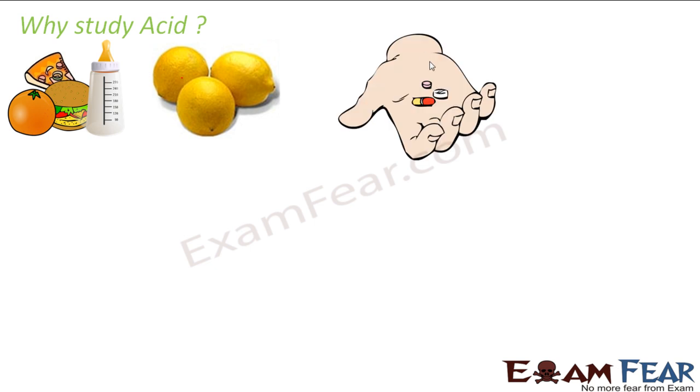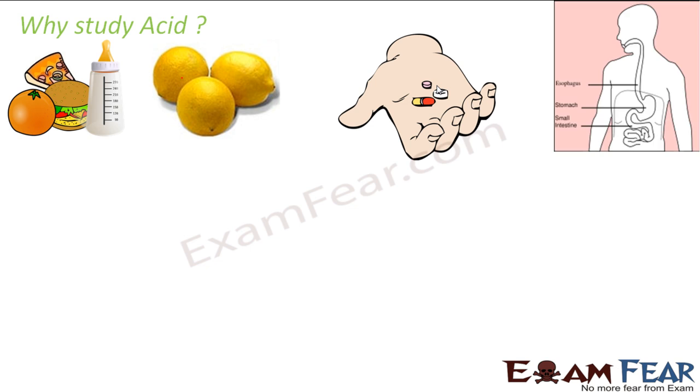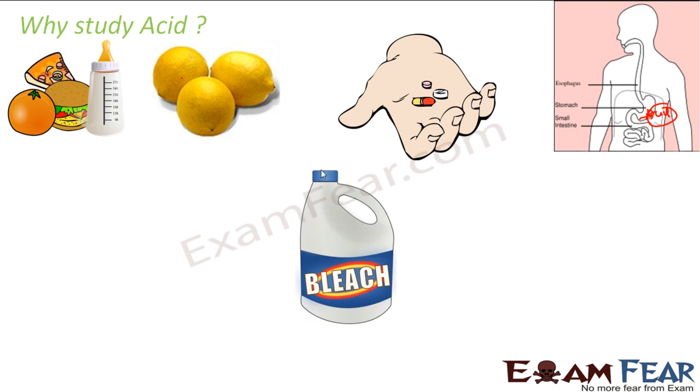You see the medicines we use, a lot of medicines which we use comprise of acid. They are acidic in nature. If you see our digestive system, our stomach, it has acid that helps in digestion. So it is a critical part of our body structure also, because the acid helps us digest our food. Your mom must be using the bleaching powder to clean floors or to clean clothes. All those things have acid in it.